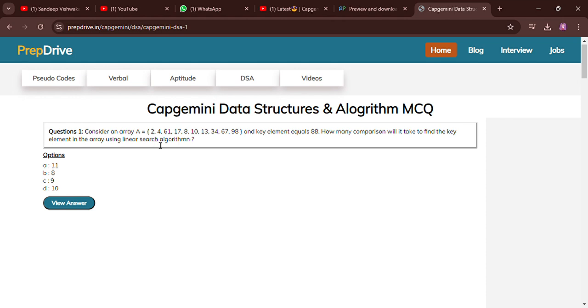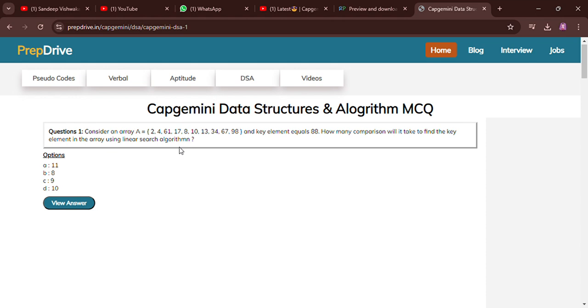We have been given an array in which the elements are 2, 4, 61, 17, 8, 10, 13, and so on, and the key element equals 88. How many comparisons will it take to find the key element in the array using the linear search algorithm?